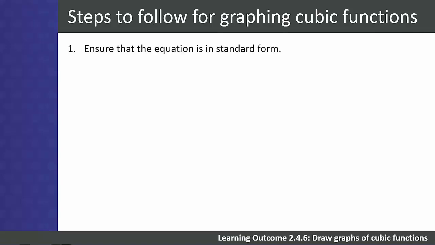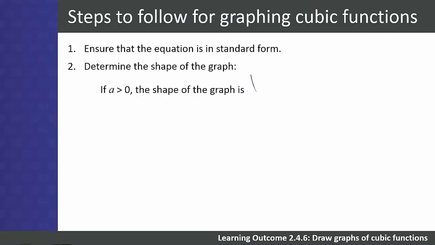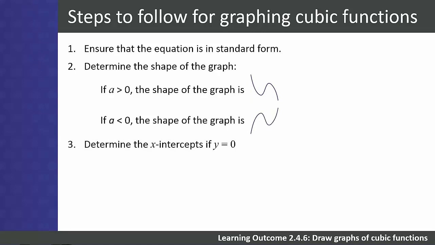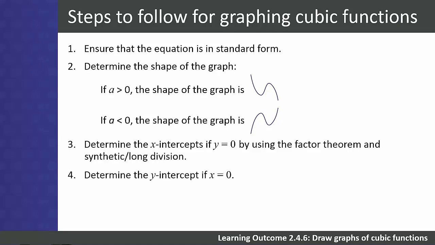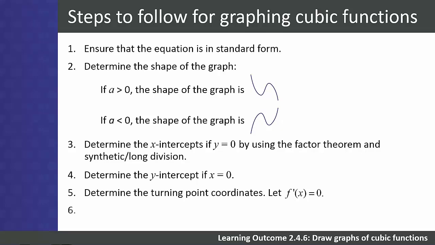First, ensure that the equation is in standard form. The second step is to see what the general shape of the graph is by looking at the coefficient of the x cubed term. The third step is to determine the x-intercepts using the factor theorem and synthetic or long division. Fourth, find the y-intercept by substituting 0 for x into the equation and solving for y. The fifth step is to find the coordinates of the turning points if there are any. Last, plot the points and sketch the graph.